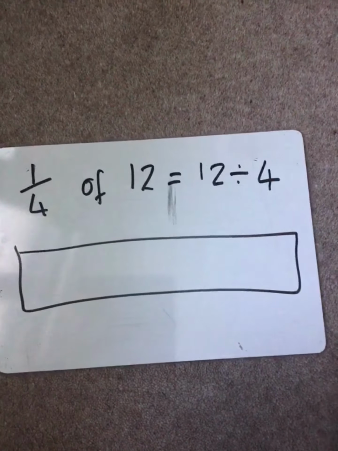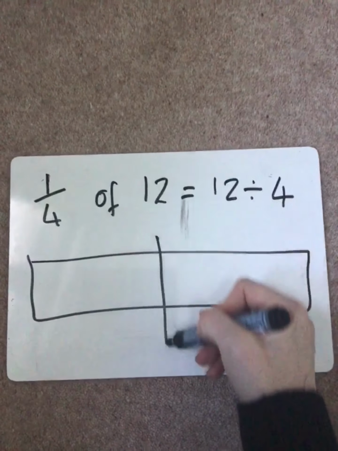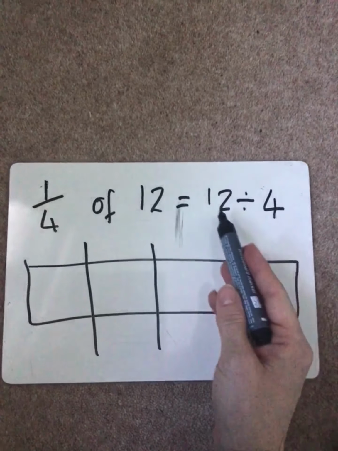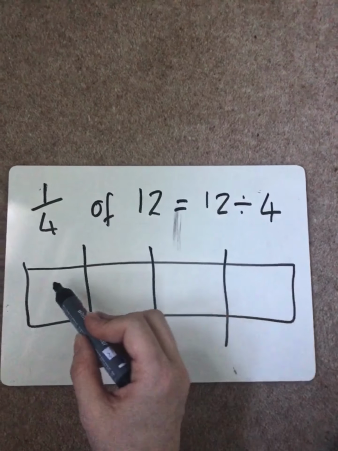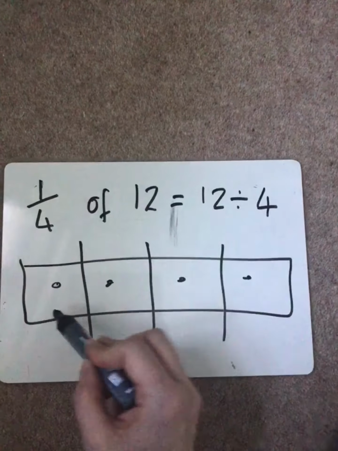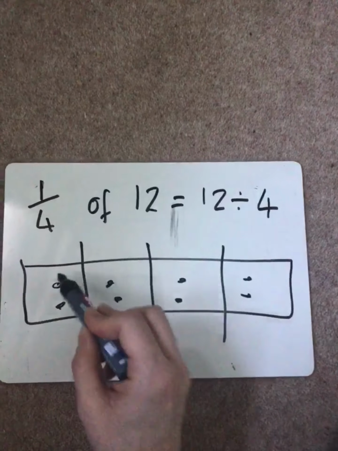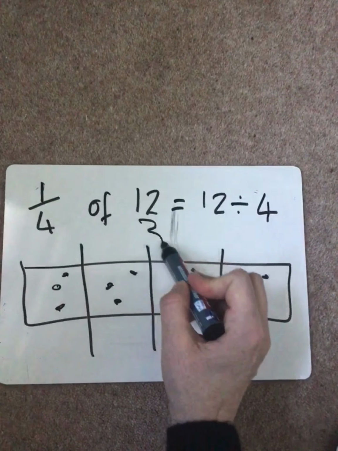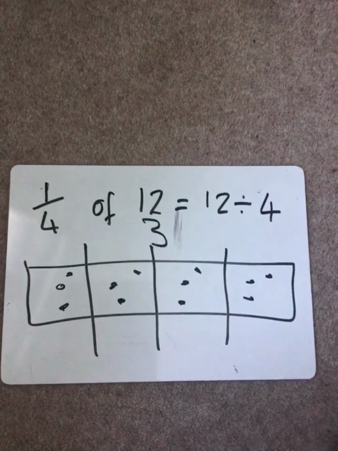So the last one, we're doing a quarter of 12. Divide this into 4 separate parts, just like we were doing with the plate. We're doing 12 divided by 4. 1, 2, 3, 4, 5, 6, 7, 8, 9, 10, 11, 12. I've got 3 in each box, so my answer is 3. Well done if you've managed to understand that.